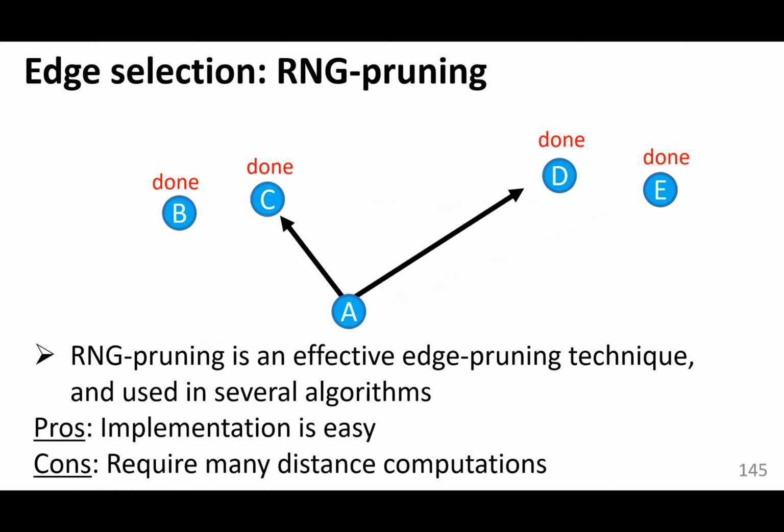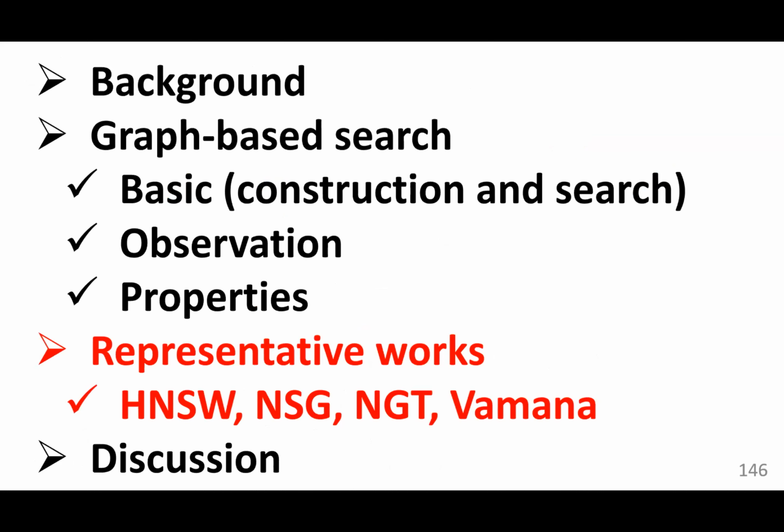So this RNG pruning is well known. It's efficient, and the implementation is easy. You can just follow it. The bad point is it requires many distance computations. So the time is limited, so let's move to representative works.